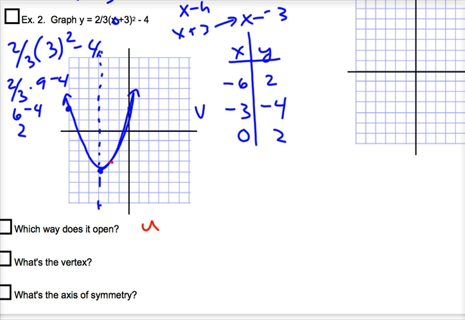So which way is it open? Up. What's the vertex? (-3, -4). Axis of symmetry, x equals -3.